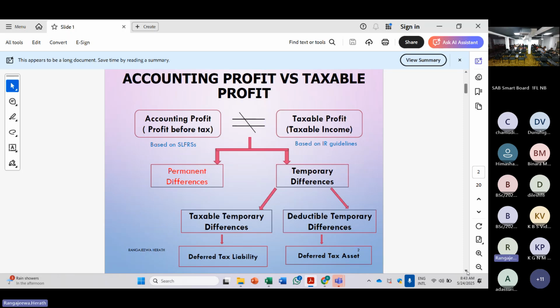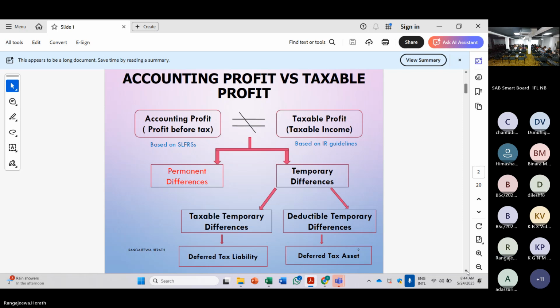This difference arises due to two reasons. One is permanent differences, which we cannot do anything about, that is the tax law. For example, certain expenses are disallowed for tax purposes. Some expenses are business expenses, but they are not allowed to be deducted for tax purposes. So we can't help it. That's the law. So you have to pay a higher tax than on the accounting profit.